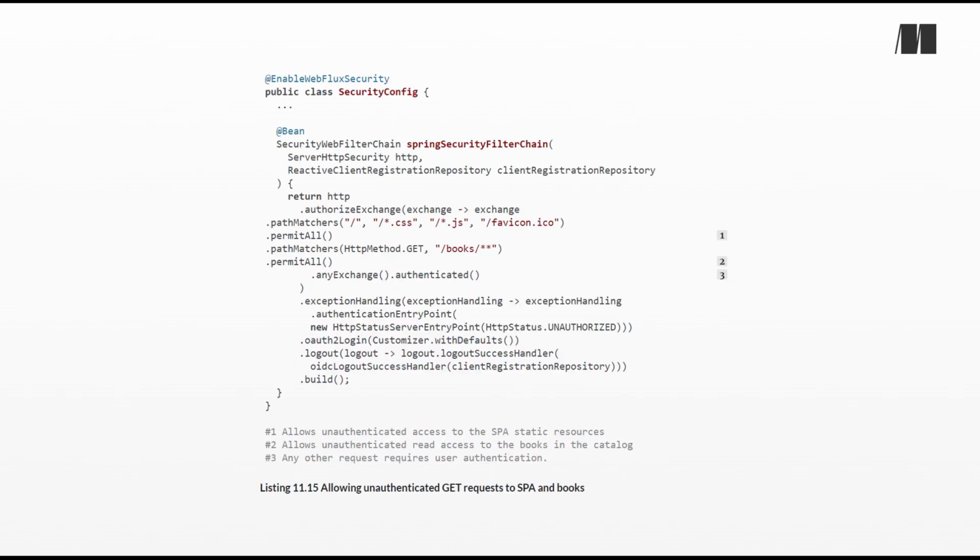At this point, the Angular application can explicitly intercept HTTP 401 responses and trigger the authentication flow. However, since the SPA is now in charge of starting the flow, we need to permit unauthenticated access to its static resources. We would also like to retrieve the books in the catalog without being authenticated, so let's permit GET requests to the /books/** endpoints as well. Go ahead and update the security web filter chain bean in the security config class as follows. Listing 11.15. Allowing unauthenticated GET requests to SPA and books.